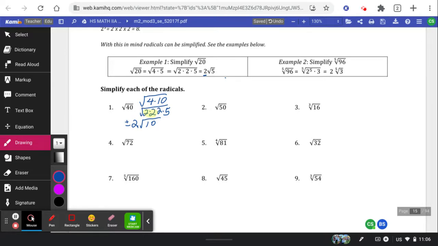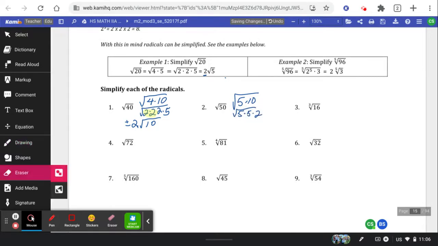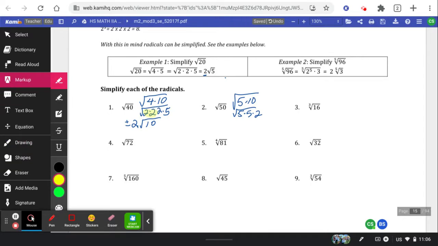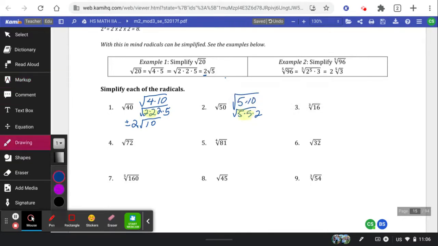Next, we have root 50. Root 50 is 5 times 10. Then we can further break down the 10 into 5 times 2. And so then we look for a pair. A pair of fives means that a 5 can come out, and the root 2 has no pair, so it stays underneath. Final answer, plus or minus 5 root 2.